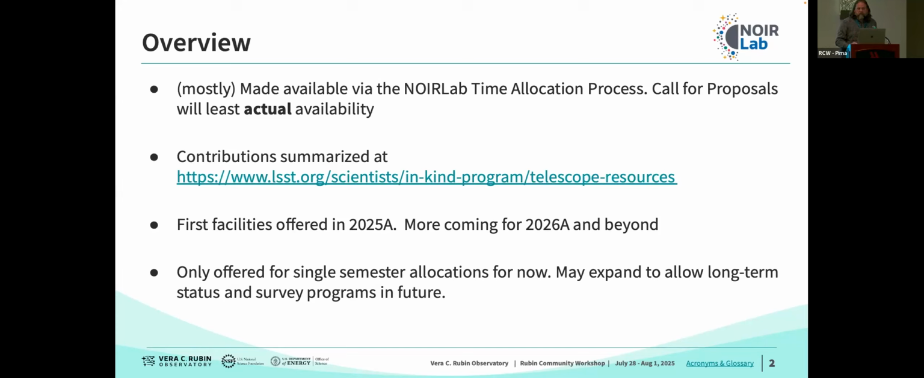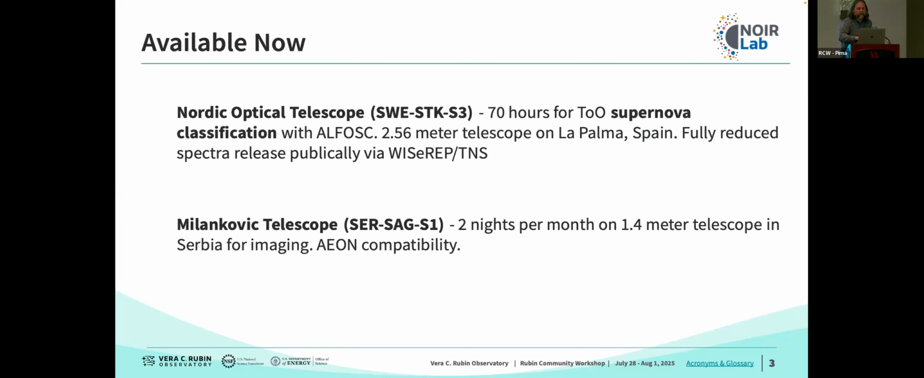The first facilities were offered for the semester of 25A. We had a beginning. We have more coming in this next call for proposals, coming shortly, and then a few beyond there. Right now, we're offering this time as single semester allocations. As we get started, these are often 10-year availability programs, and we look at the oversubscription rates and how the science is evolving with Rubin, whether we want to include these into long-term status availability and even into survey programs. So we're going to be looking into that.